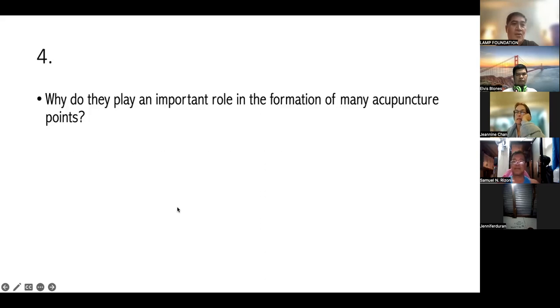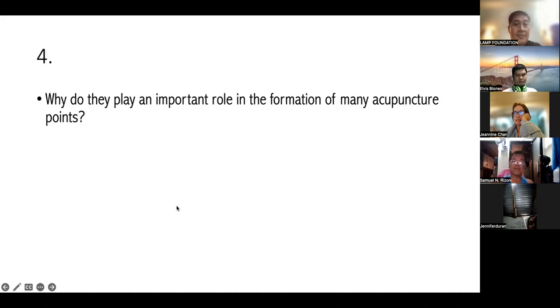Very good. Why do they play an important role sa acupuncture? Because the chi flowing in this portion of the channel is passing through a particularly dynamic change in quality. So ibig sabihin nagbabago yung flow ng chi, no? Kaya napaka-effective siya. Okay.